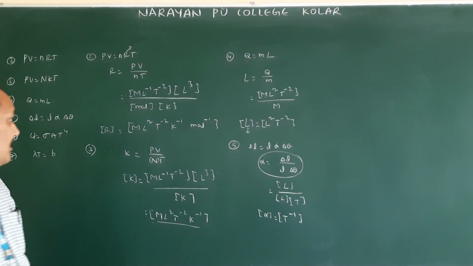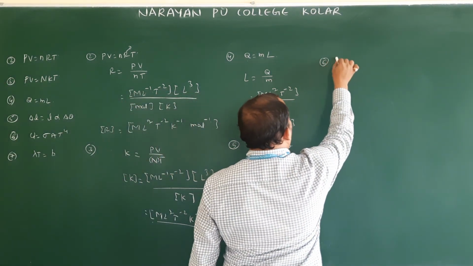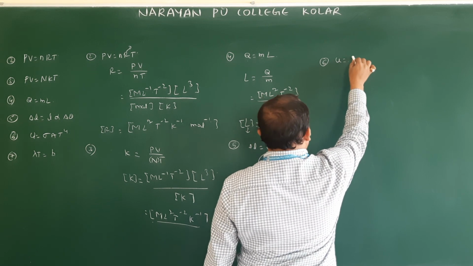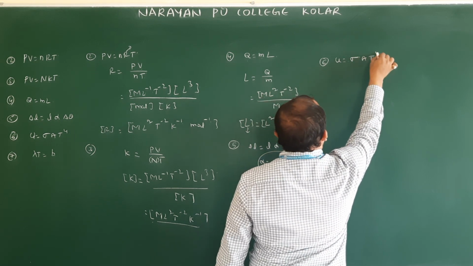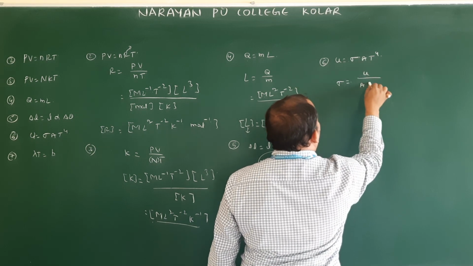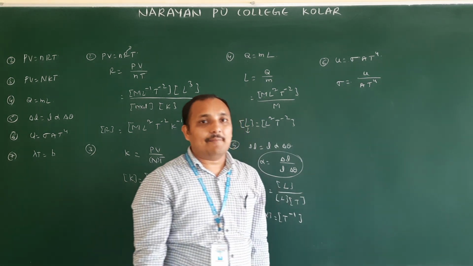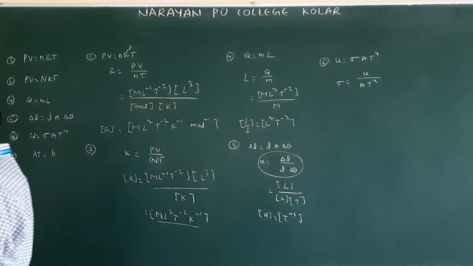Next, Stefan's constant sigma. U is equal to sigma A T power 4. Then sigma is equal to U by A T power 4. Here capital A is area, capital T is temperature. What is small u they give?